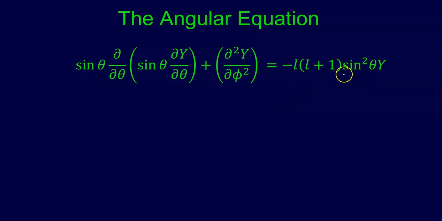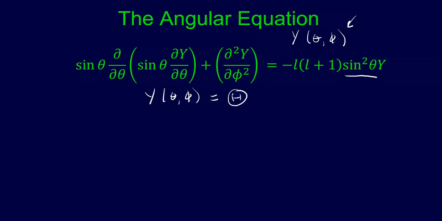I put one factor of sine squared theta over here just to clean up the left-hand side a little bit. And so this is, again, a partial differential equation where our goal is to try to find the function Y, which is a function of theta and phi. And what we're going to do now is, again, try to find separable solutions.